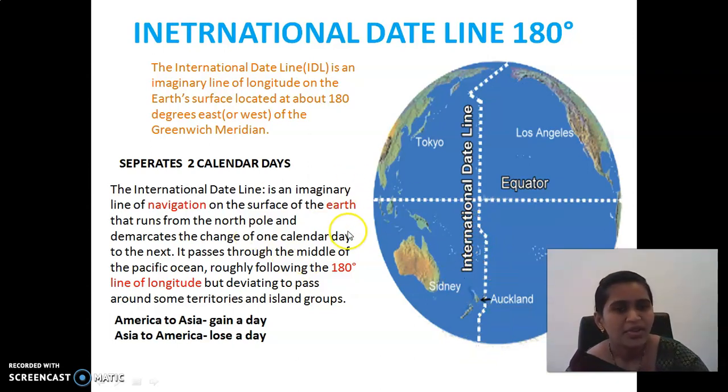So guys, you understood? The international date line is very important to get two separate calendar days. Because, for example, if India is having day, in some other country, like the US in America, it will be night. So we need two different calendar days. Okay, fine.